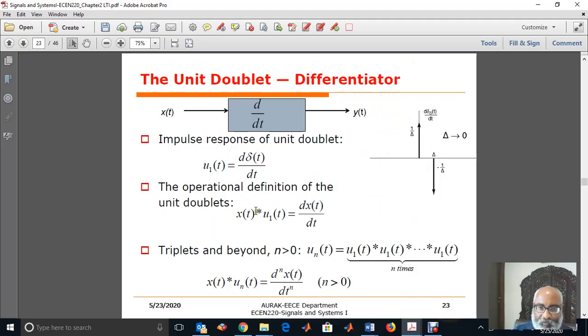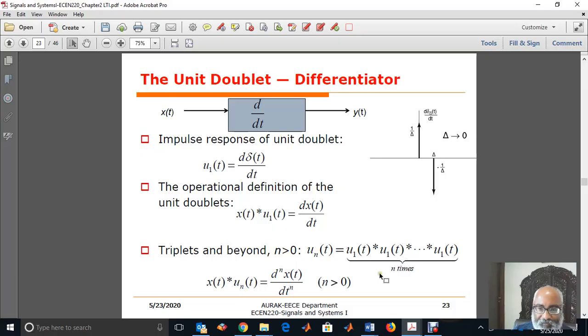If I convolve it with x(t), the input, then I will have x(t) minus x(t minus delta) divided by delta, which is the rule of differentiation. So that's why we call this the unit doublet function or the differentiator. Symbolically, we write it as u1(t), which is d by dt of Dirac t.